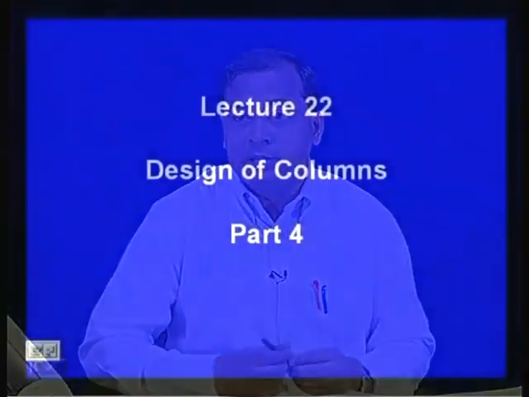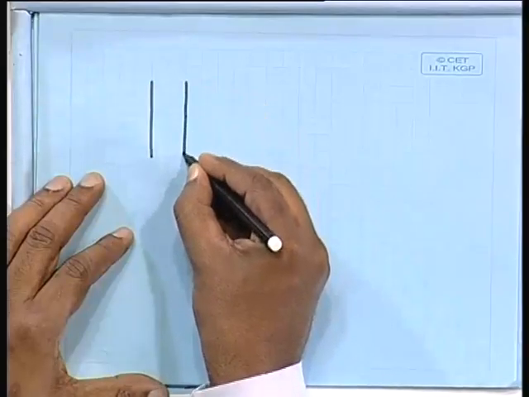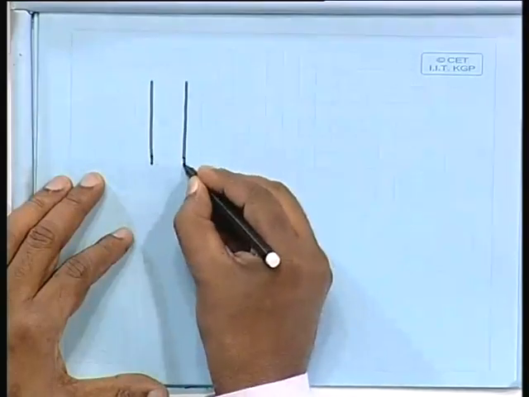So, we shall still continue with the design of columns. So far we have done axially loaded columns, and last class we started uniaxial bending. Now, let us see what happens if there is a moment acting on the column, besides axial load.